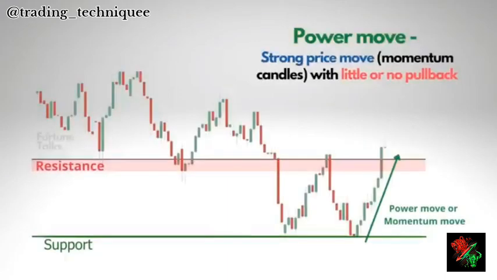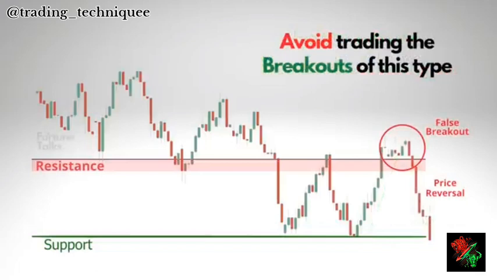If you see a big or strong momentum move with large candles, this is what a power move is. Now if the price moves up from a level with little or no pullback and then it goes up higher, breaking an area or a level of value like a support or resistance, then my advice is not to chase the breakout of this type, because more often than not, the market tends to reverse under these conditions.